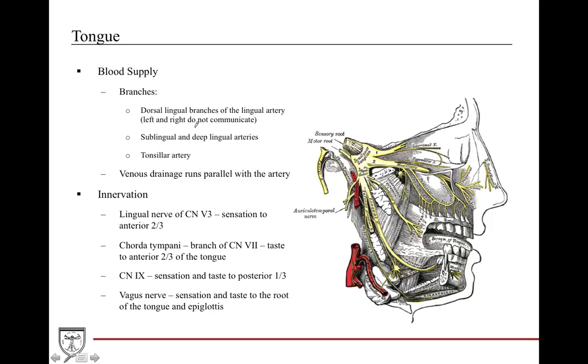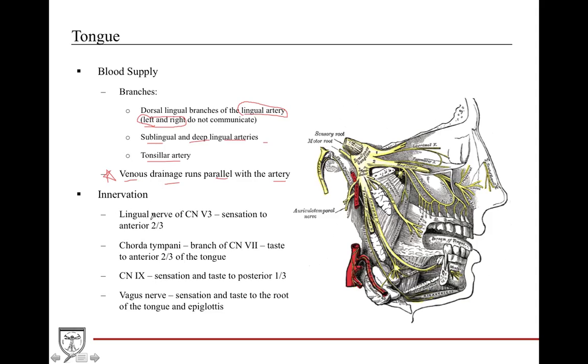With the tongue, the blood supply is unique because it's provided by the lingual artery, which is a branch off the ECA. However, it's important that the left and right lingual arteries don't communicate. You would think in a muscle belly like that, and such a small structure, that the left and right could form some sort of anastomotic branches, but they really don't. You can actually dissect the tongue and separate the left and right lingual arteries out. You also have sublingual and deep lingual arteries as well as a tonsillar artery. And again, of course, you'll never forget it, venous drainage just parallels the artery.